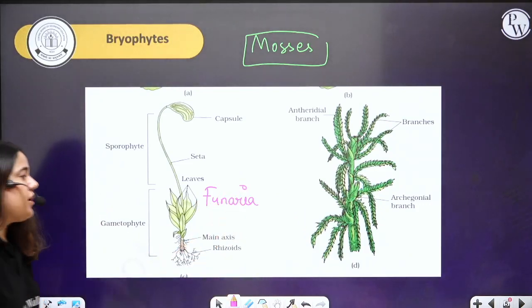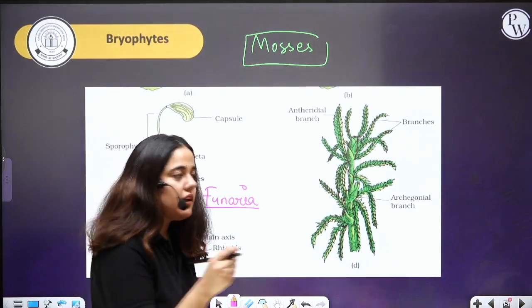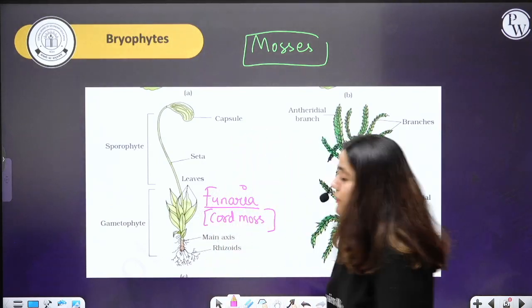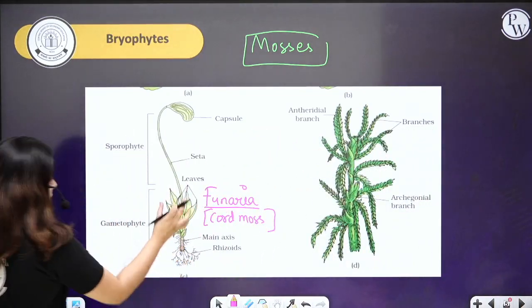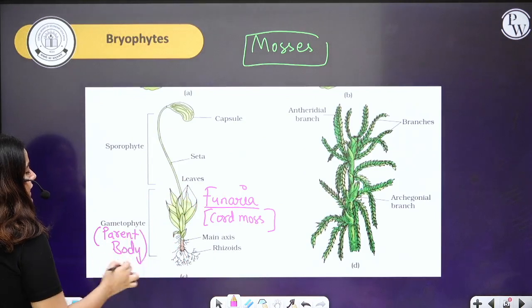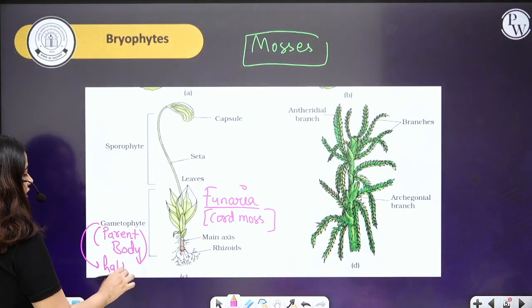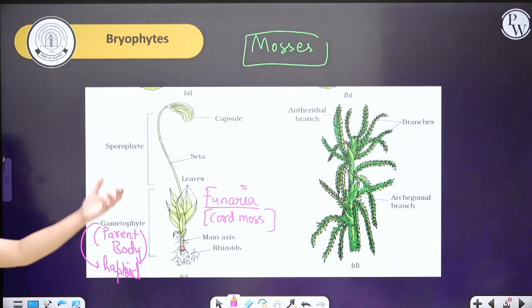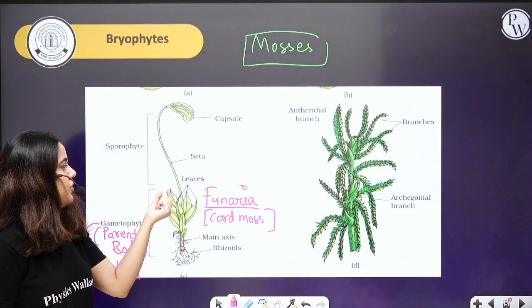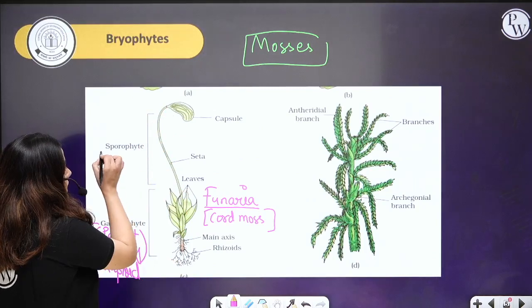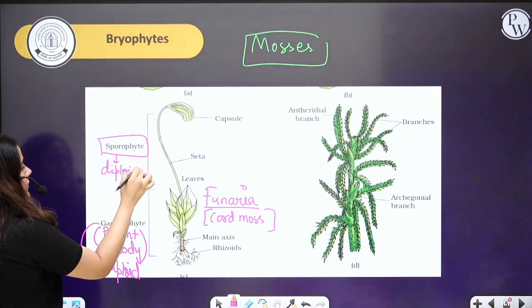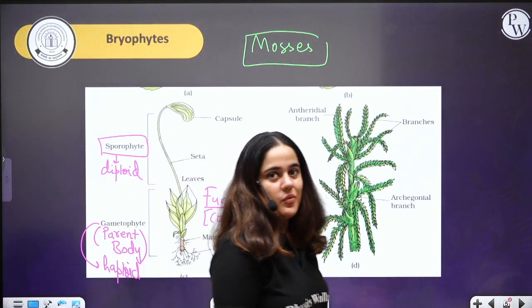Funaria is also known as cord moss because it looks like a cord or cable. As you can see, this is the gametophyte parent body, and it is haploid. Above it, after fertilization, an almost parasitic structure is formed, known as the sporophyte: foot, seta and capsule. The sporophyte is formed above the gametophyte and it is diploid. We have already discussed this in the mosses.